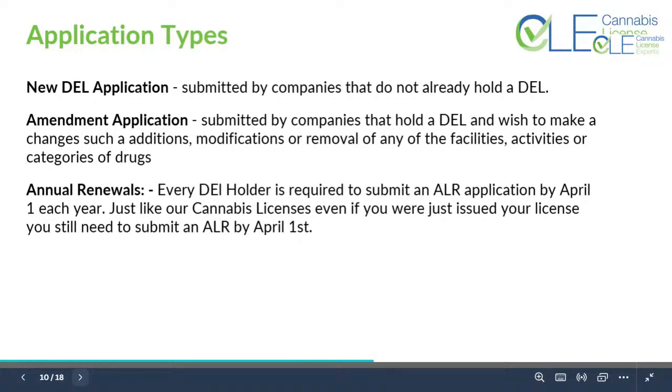And then, of course, there's our annual renewals. And similar to the Cannabis Act and our annual licensing fees, if you are issued your license on March 30th, you're still going to be required to do your annual renewal the following day. So just keep that in mind. Regardless of what time of year you are issued your Dell, you are required to do your annual license renewal by April 1st.